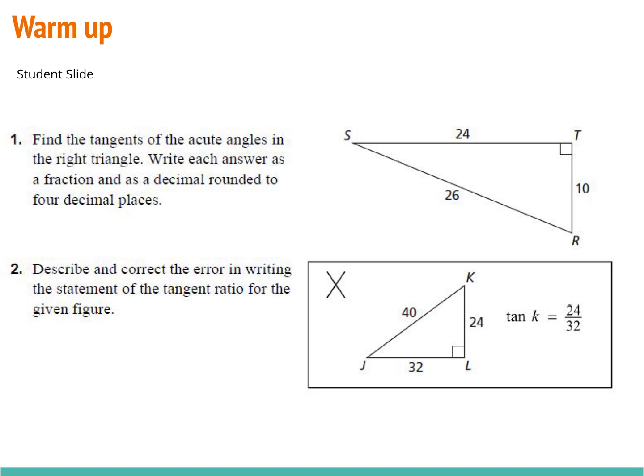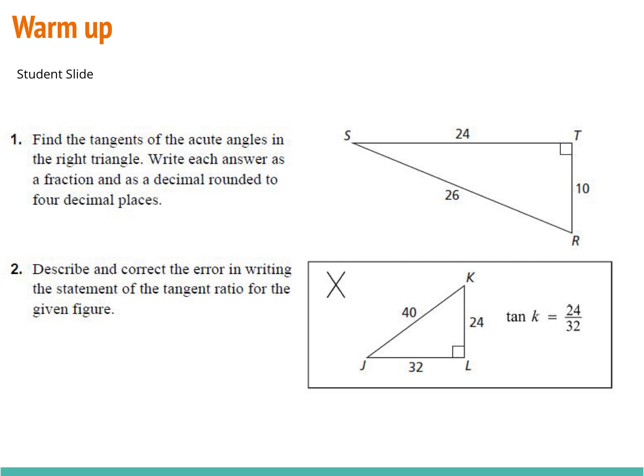Last class, we went over tangent. So I'm going to go ahead and go over this. If you understood how to use tangent, sine and cosine are very similar, meaning if you remember SOHCAHTOA, you're good. Looking at this first question, it says, find the tangent of the acute angles in the right triangle. Write each answer as a fraction and as a decimal, round to the fourth digit.